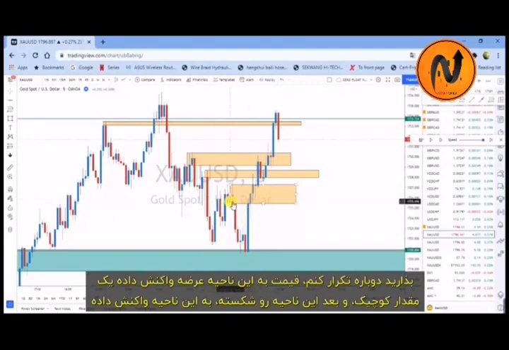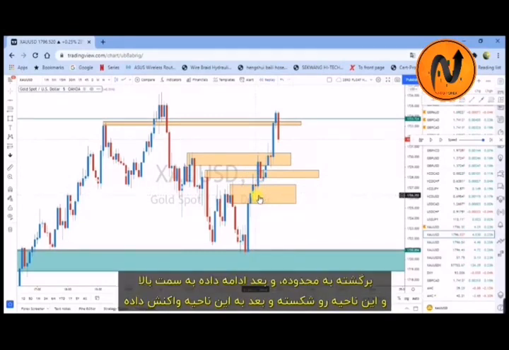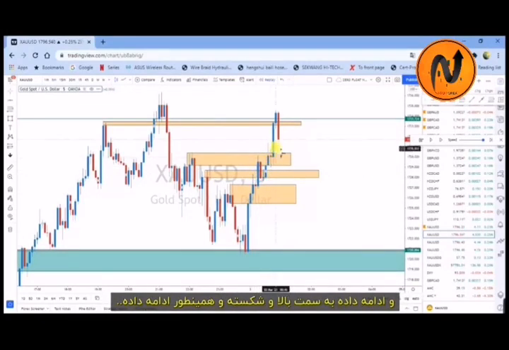Price reacts to this supply zone a little bit, and then breaks this zone, reacts to this zone, and then retests this zone that it just broke, comes back in the zone, and continues to go up, breaks this zone, and then reacts to this zone, tests this zone that it just broke again, and then continues going up, and breaks, and keeps on like this.